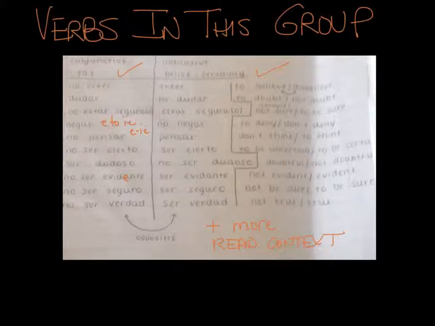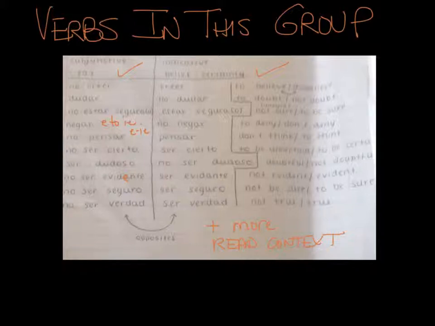Okay, dudar, to doubt, or then not doubt. Estar seguro or no estar seguro, to be sure or not sure. Negar, to deny. No pensar, to not think. No ser cierto, to be uncertain. Ser dudoso, to be doubtful. No ser evidente, to be not evident. If something's not evident, it's not believable. There's doubt. No ser seguro, to not be sure. No ser verdad, to be not true.